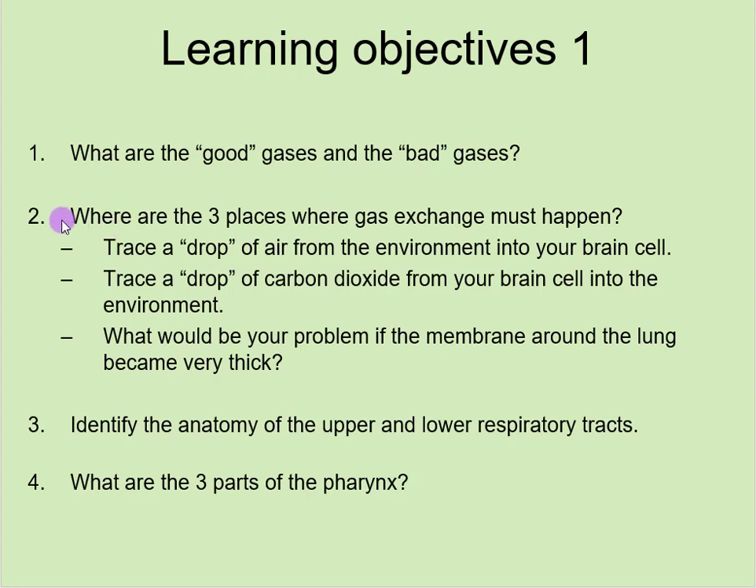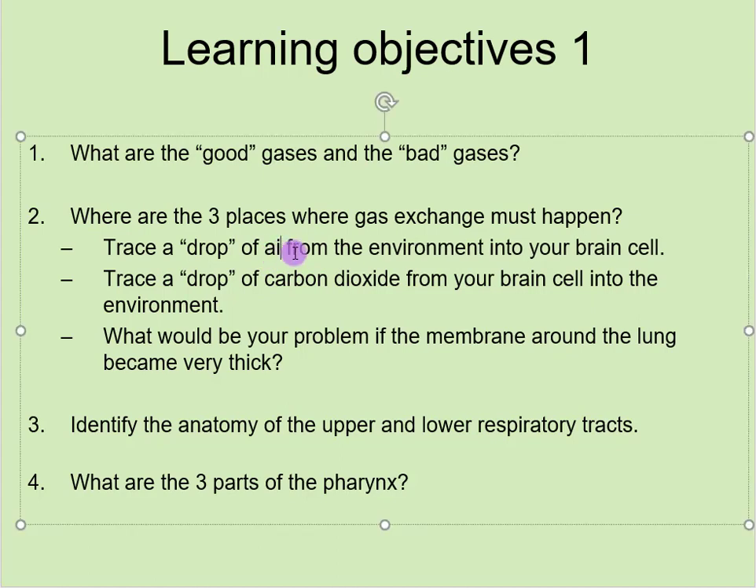Number two, and this is probably the most important part of the lecture, is to identify the three places where gas exchange must happen. And we're going to trace drops of air. When I say air, I really should say oxygen here. This really should read oxygen from the environment into your brain and carbon dioxide from the brain back to the environment, as well as look at a membrane thickening problem.